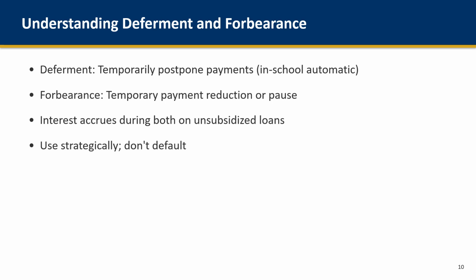Interest continues accruing during both deferment and forbearance on unsubsidized loans. Your balance grows even though you're not making payments. This increases your total repayment burden. Use these options strategically when genuinely needed, but understand the long-term cost. The most important thing is avoiding default. If you can't make payments, contact your servicer about deferment, forbearance, or income-driven repayment before you miss payments. Missing payments damages your credit, using available programs doesn't.